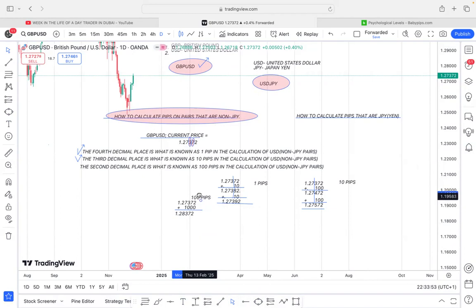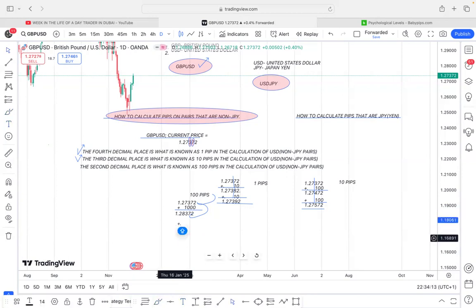So now price has moved 100 pips. If price moves 100 pips from this current market price, like this, we are going to have this as our new price, right? That's going to be our new price. So now, if you're going to add another 100 pips, we're going to move this right below here.